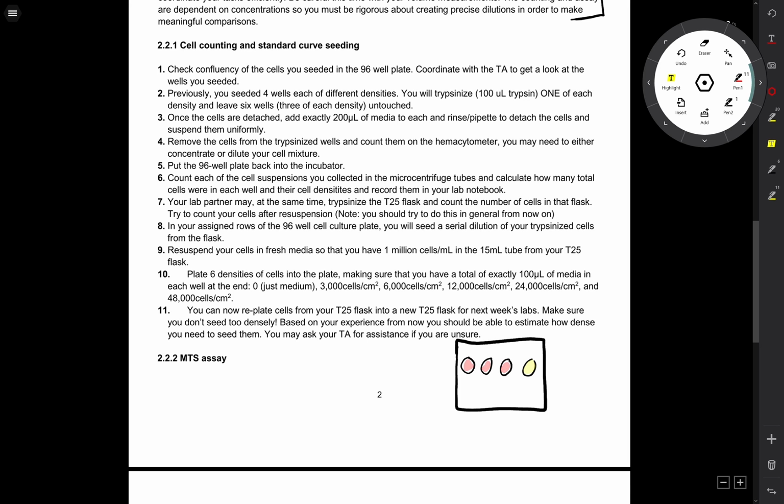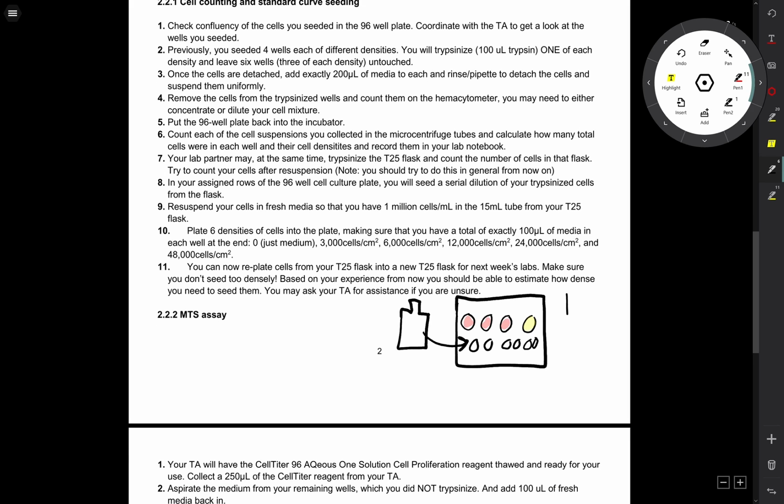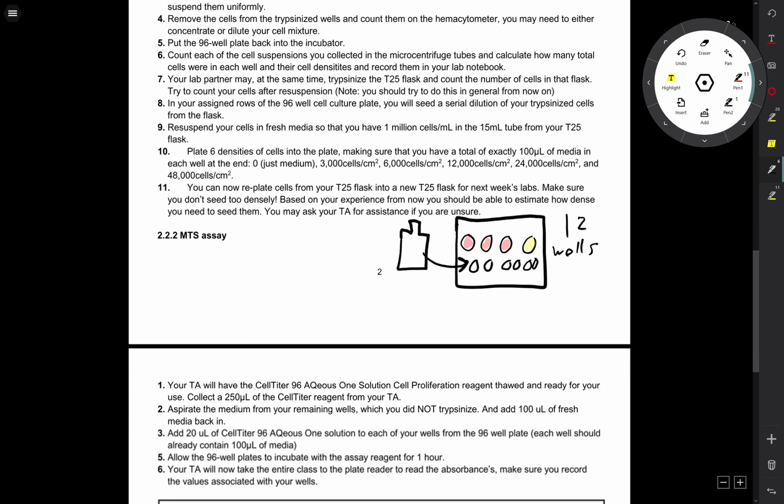In addition, you need to make standards. With your T25, you're going to take that, passage that, and then seed those onto another 6 wells for standards. So in total, you'll be doing 9 times 2, 18 wells for MTS. Just kidding, 12 wells of the MTS reagent.